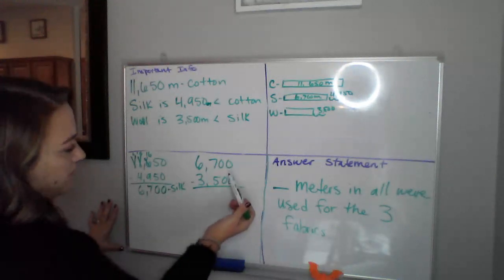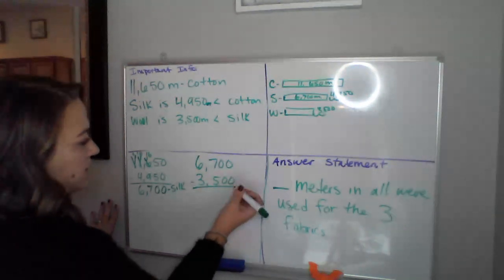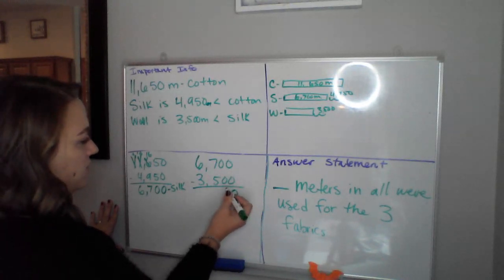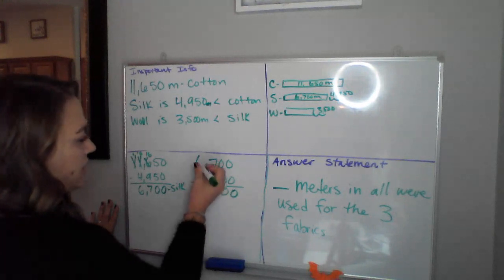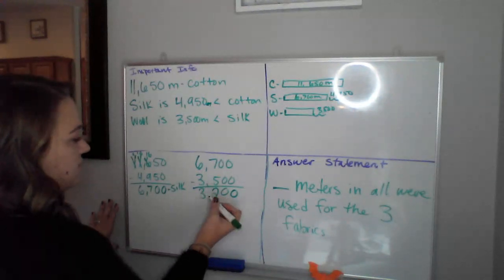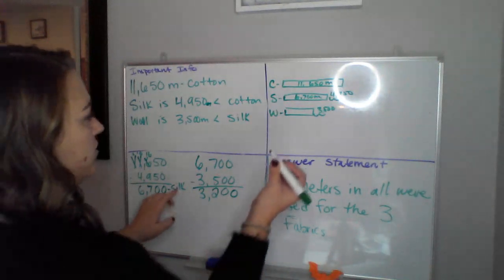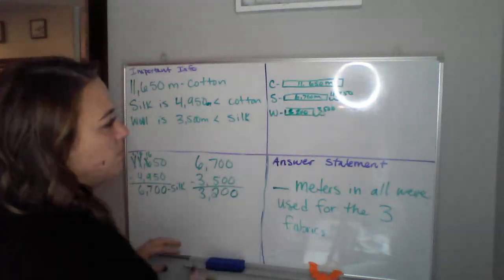So we're going to set our problem up first. We don't need to do any borrowing. We have enough on the top. So 0 minus 0, 0 minus 0, 7 minus 5 would be 2, and 6 minus 3 is 3. So now we know that the wool was 3,200 meters.